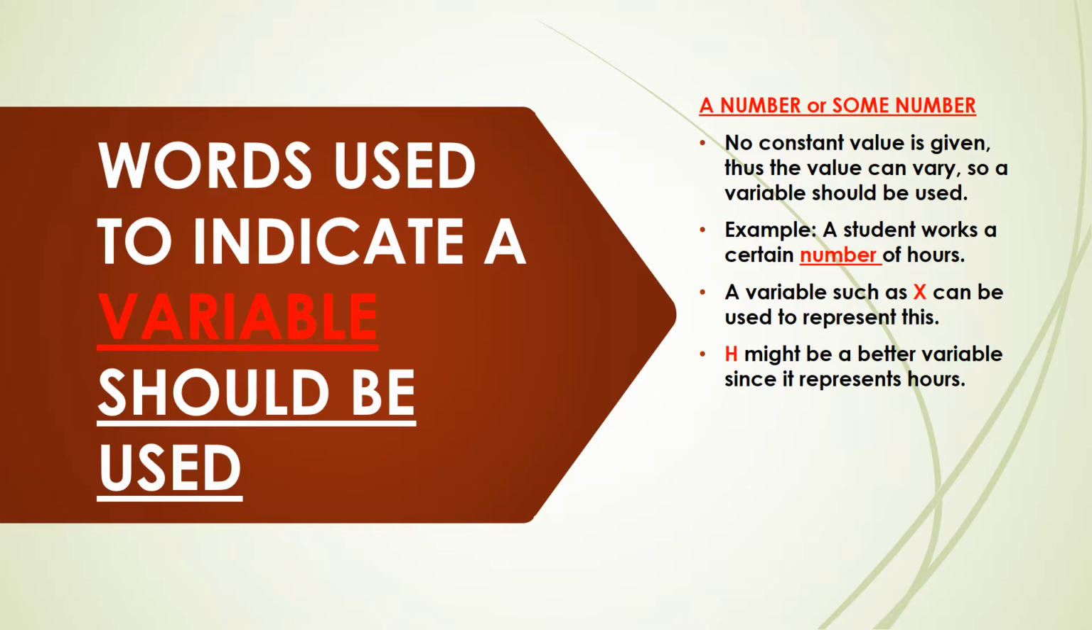A student works a certain number of hours. So we don't know how many hours he works, whether it's 10 or 55. So we're going to use a variable such as x to represent this. But maybe h should be a better variable because it represents hours.